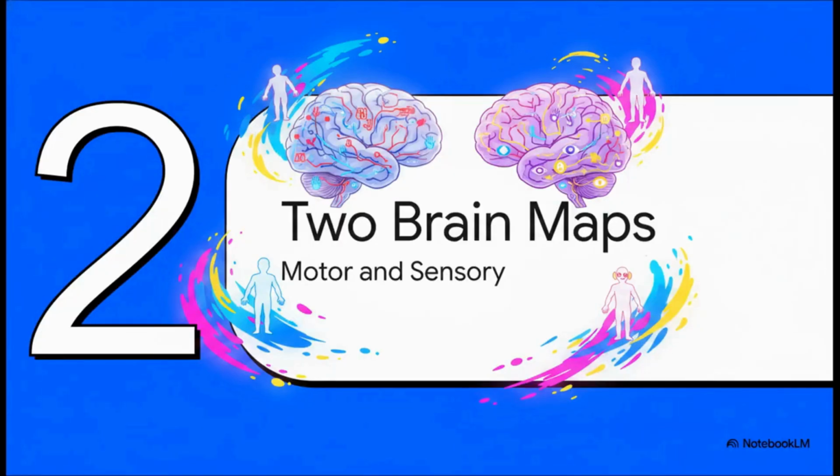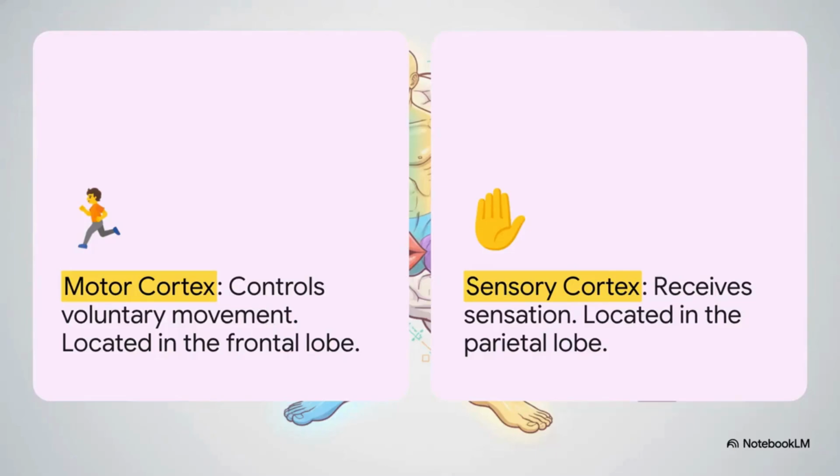But it gets even cooler because there isn't just one map in there. There are two, the motor and sensory maps. See, inside your head, there are two distinct strips of brain tissue, and they're separated by this little groove called the central sulcus. On one side, in the frontal lobe's precentral gyrus, we have the motor cortex. This is basically your command center. It controls voluntary movement, literally sending out the commands to your muscles so you can write, walk, talk, do whatever you need to do.